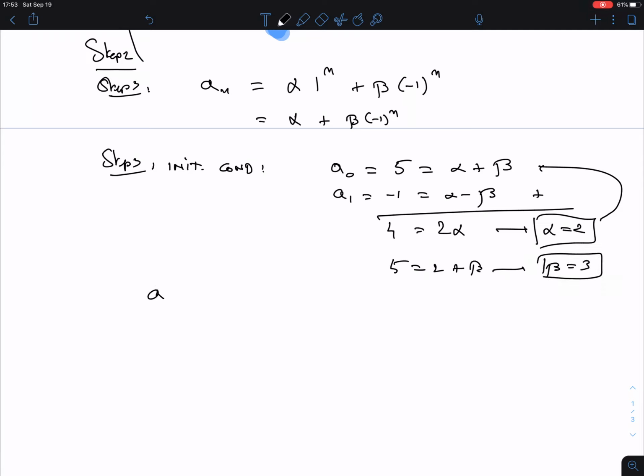Alright, so the general solution a_n is equal to 2 times 1 to the power n plus 3 times negative 1 to the power n. And therefore it alternates between 5 and negative 1, depending on whether n is even or odd. Okay, but that's a recurrence relation, and we have to consider it as a valid recurrence relation because it might occur in particular circumstances.